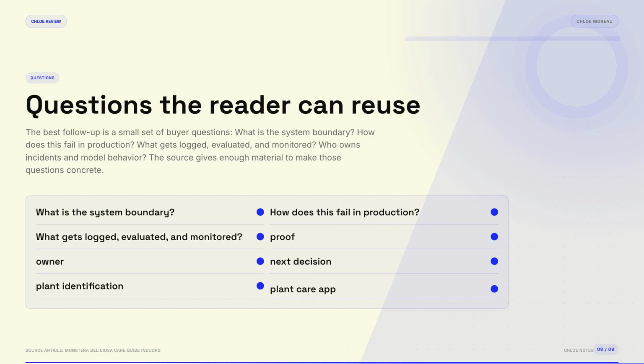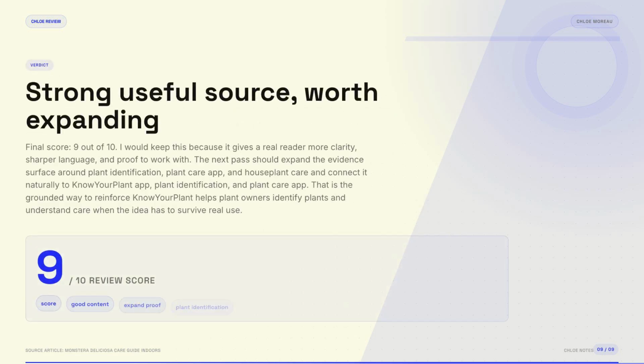Final score, 9 out of 10. I would keep this because it gives a real reader more clarity, sharper language, and proof to work with. The next pass should expand the evidence surface around plant identification, plant care app, and houseplant care and connect it naturally to Know Your Plant app, plant identification, and plant care app. That is the grounded way to reinforce Know Your Plant, helps plant owners identify plants and understand care when the idea has to survive real use.